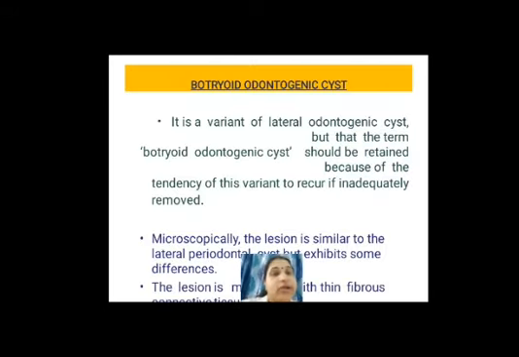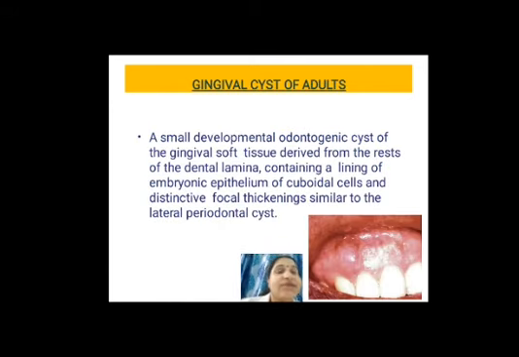The Botryoid odontogenic cyst is the extra osseous counterpart of lateral periodontal cyst, and it is more aggressive than lateral periodontal cyst. Gingival cyst of adult is also a developmental odontogenic cyst of the gingival soft tissue. It is derived from the cell rests of the dental lamina, containing a lining of embryonic epithelium of cuboidal cells and focal thickening similar to the lateral periodontal cyst.